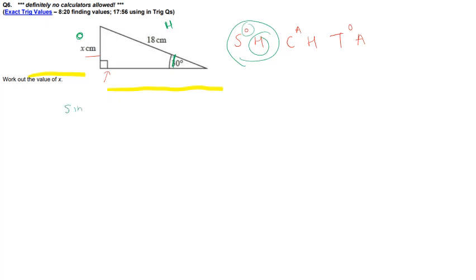So sine of our angle is the opposite divided by the hypotenuse. Sine of our angle, well, our angle is 30. The side that's opposite is x, and the hypotenuse is 18. This one here, though, remember, we're not allowed to use a calculator. So how am I going to work out sine of 30?